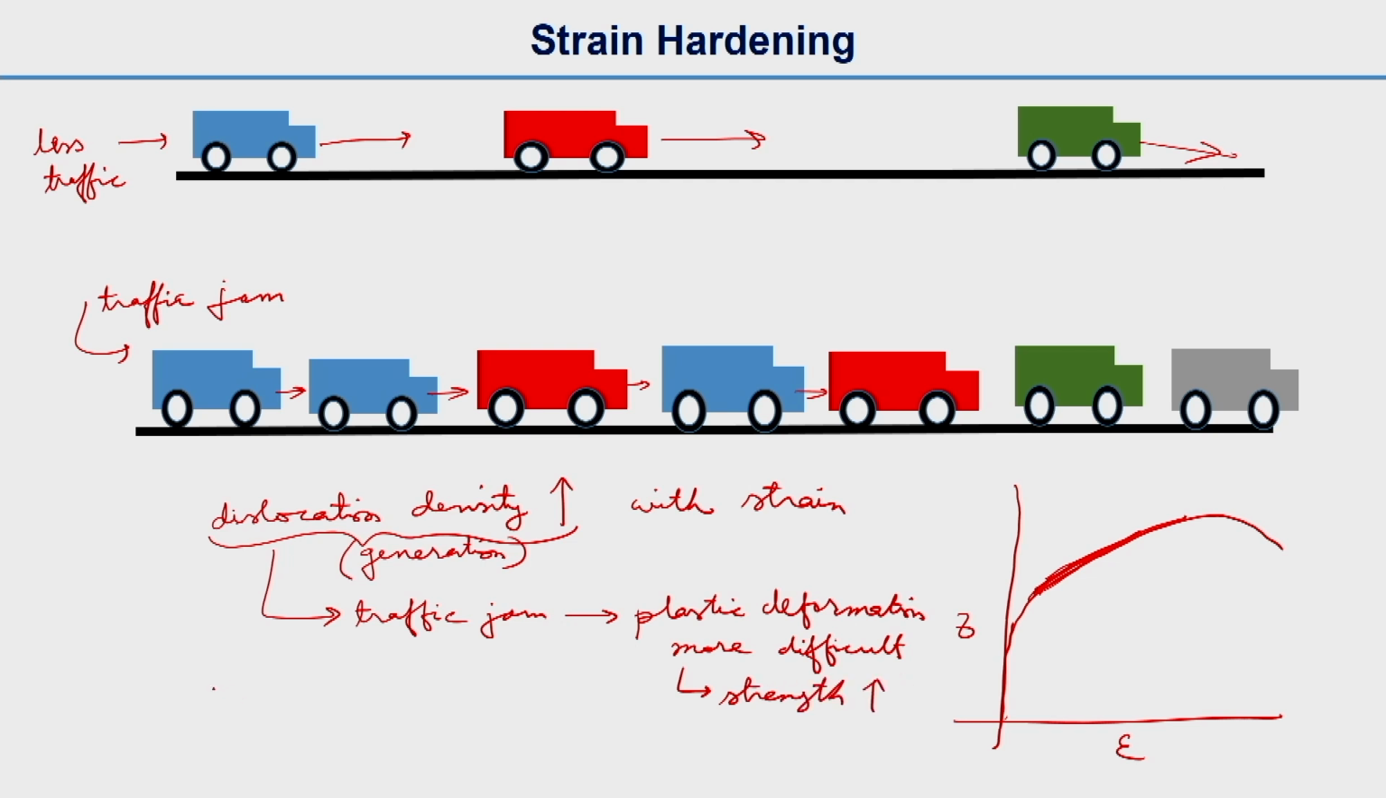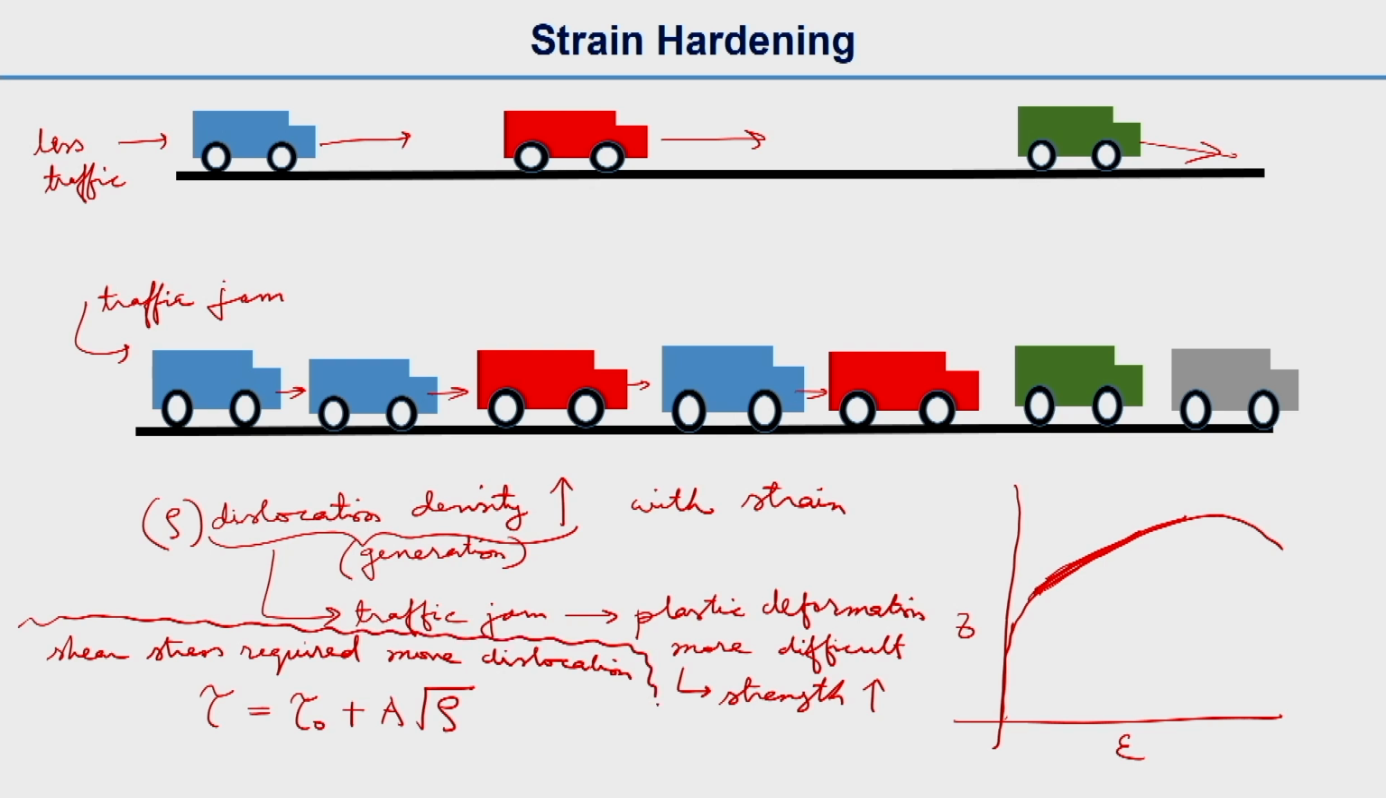Strength increases. So, there is an empirical relation for the shear stress required to move a dislocation. It looks like this. Here rho is the dislocation density, and tau is the shear stress required to move one dislocation. I will make a boundary here. A is a constant, and tau naught is the base stress to move a dislocation in the crystal in the absence of other dislocations. If there are no other dislocations, tau naught is required. You can check this relationship in a materials book. This is the base stress when there is no interaction with other dislocations.